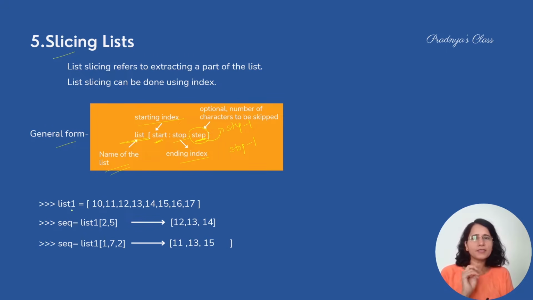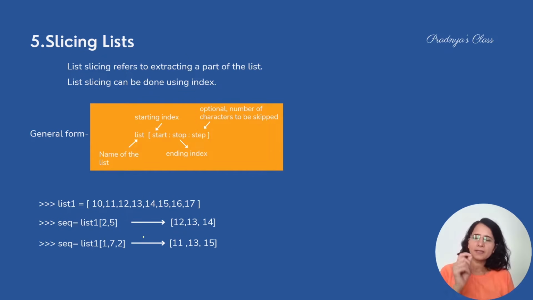So let's consider one simple example. Here is one list with some elements. Now I have to take out the portion of the list from 2 to 5. As you know, we don't include the upper limit, so it will take from 2 to 4. Now check out the index. This is the 0th index, 1, 2, 3, 4. So check out from 2 to 4. We will get 12 to 14. So this is the correct answer we are getting: 12, 13, 14.